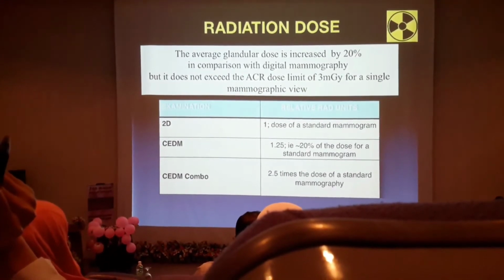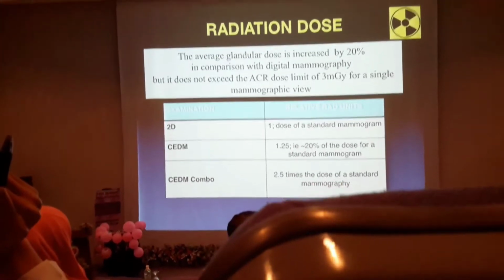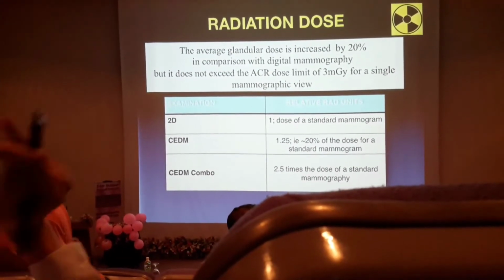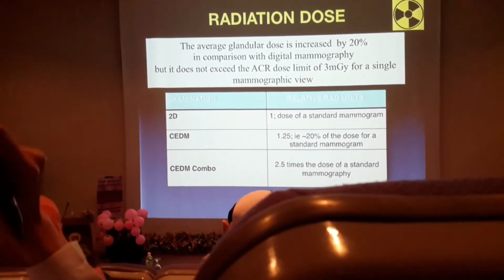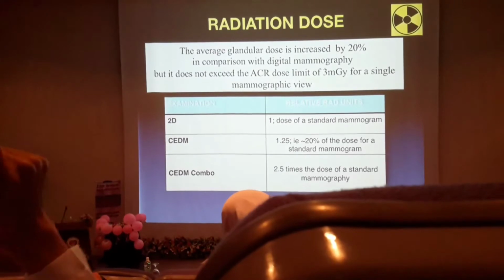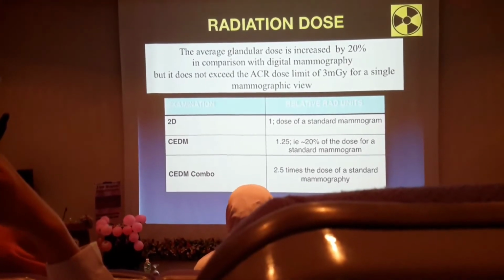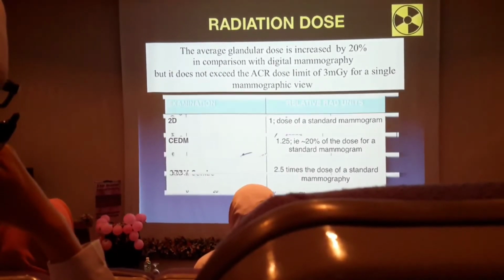So there's another thing called a combo procedure where we add on a tomo that's mainly for architectural distortions. Of course, in that one, the dose goes up to about 2.5 times the standard mammogram. However, in all 3 procedures, the radiation dose does not exceed the ACR limit of 3 milligrays for a single mammographic view. So it's still within the recommended doses.